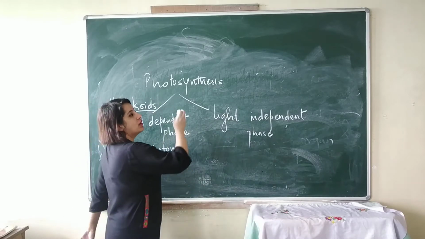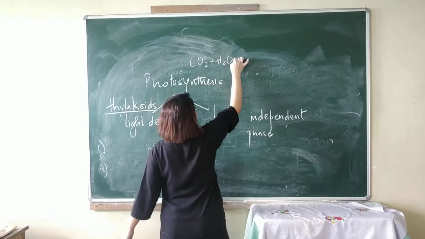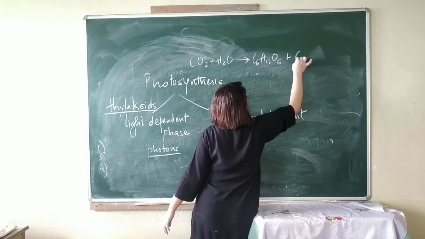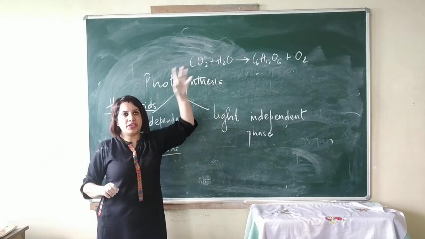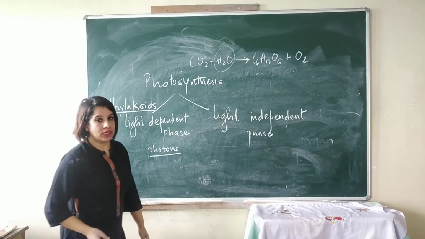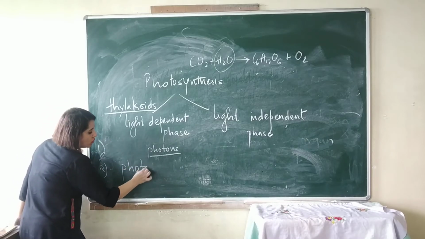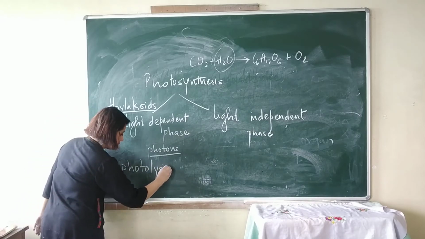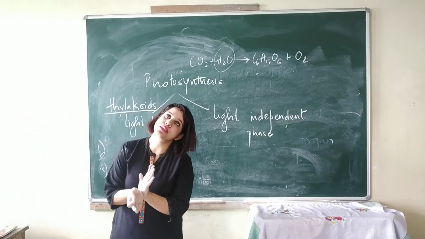Now if you remember the formula for photosynthesis, carbon dioxide plus water gives out glucose and oxygen as the byproduct. So this light energy that is absorbed by the chlorophyll helps in splitting water or breaking water. This process is called photolysis. Photo meaning light, lysis means to break or split.